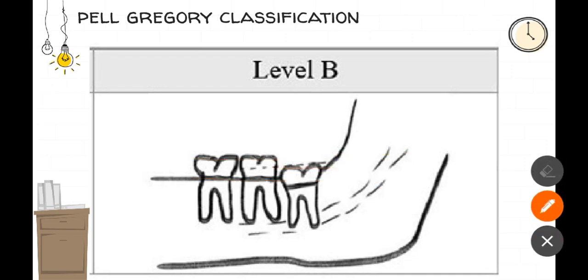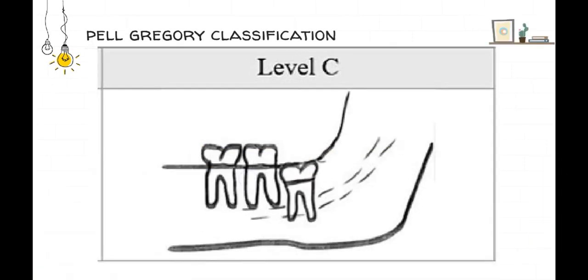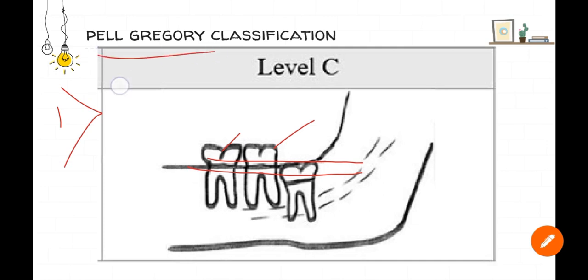Now level C. In level C, the occlusal surface of the third molar will be below the cervical region of the second and first molar. So it's very easy. The first classification of Pell-Gregory depends upon the depth.